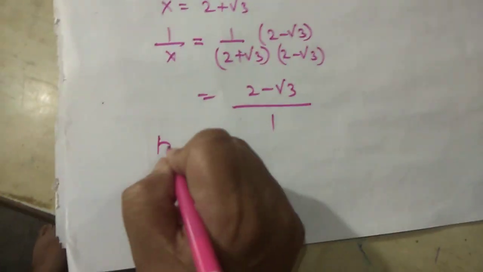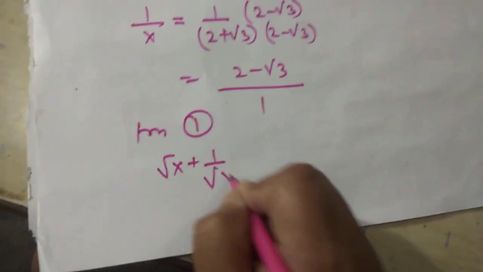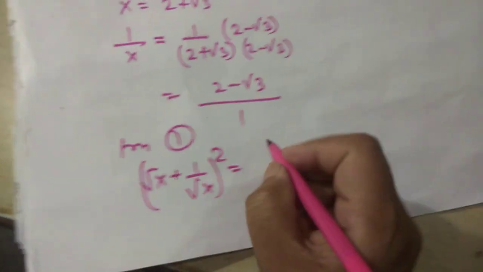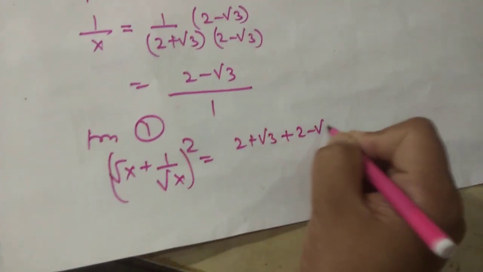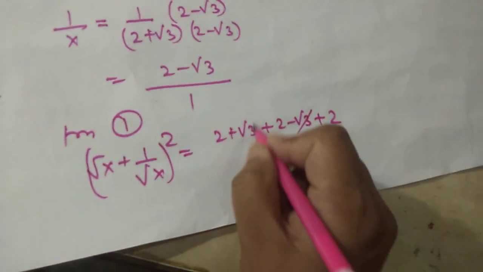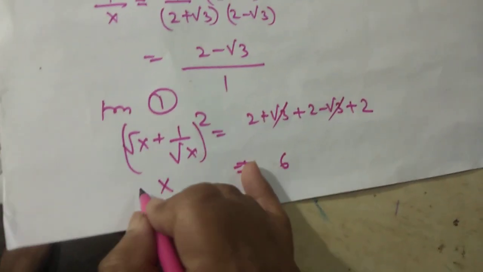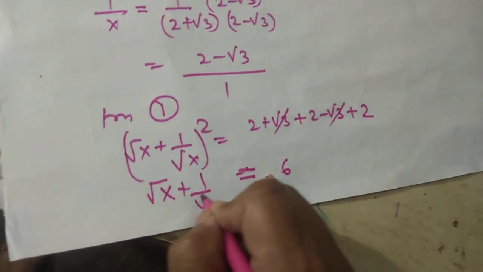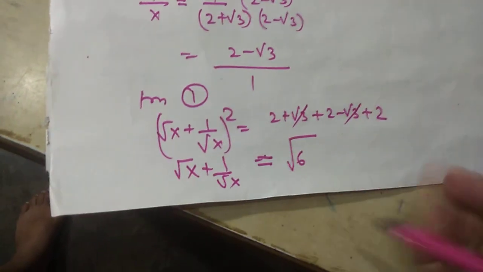So from equation 1 you write (root x plus 1 by root x) whole square. This is x, 2 plus root 3, plus 2 minus root 3, plus 2. Root 3 cancels. This is 6, so root x plus 1 by root x is equal to root 6. A square will come on this side, 2 plus 2. Very simple answer. Check here once again.